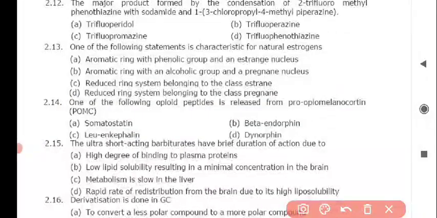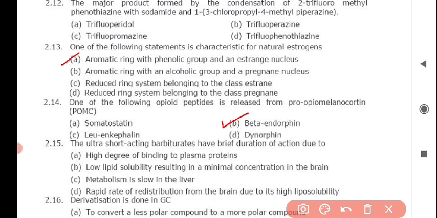Next question: which one of the following statements is characteristic for natural estrogens? The correct answer for this question is option A, that is aromatic ring with phenolic group and an estrane nucleus. Next question: which one of the following opioid peptides is released from melanocortin, that is POMC? The correct answer for this question is option B, that is beta endorphin.